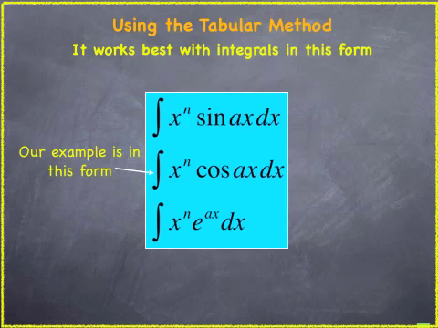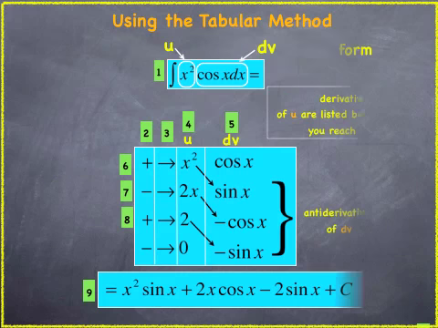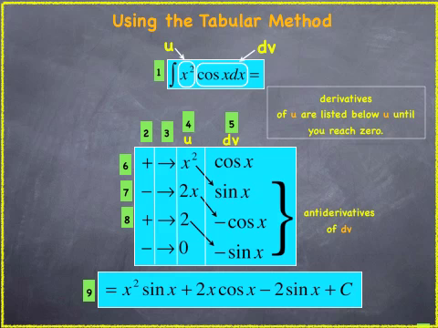So here I show the form of your integral that makes the most sense for the tabular method, and our example is the middle one, the integral of x to the n cosine of ax dx. So let's talk about the actual tabular method. What are we going to do with that? Well, we already know what u and dv are. Then the next step is to create our table.